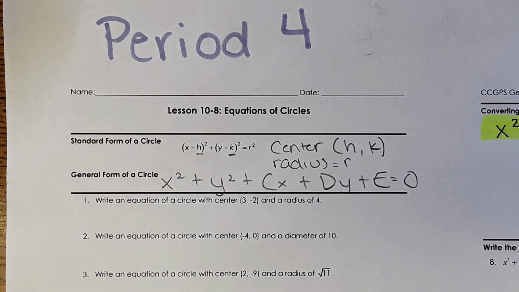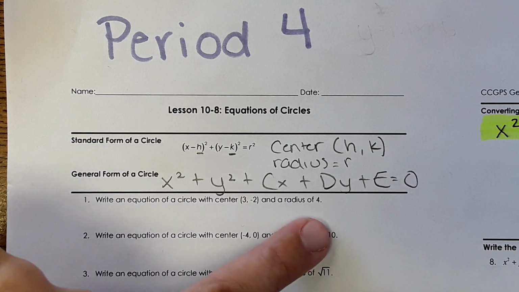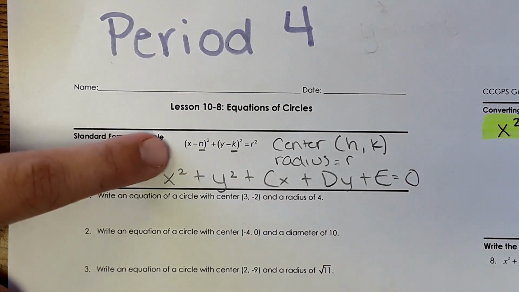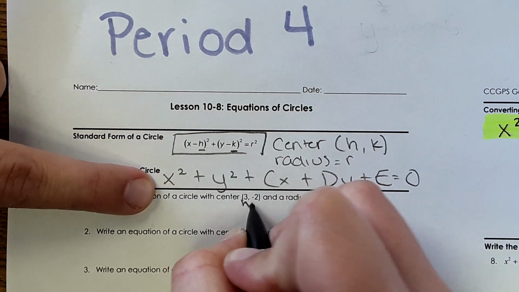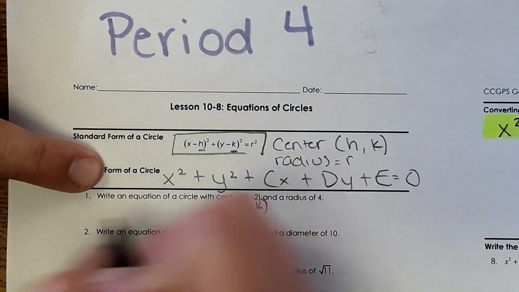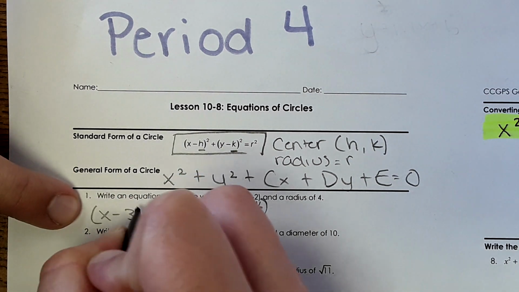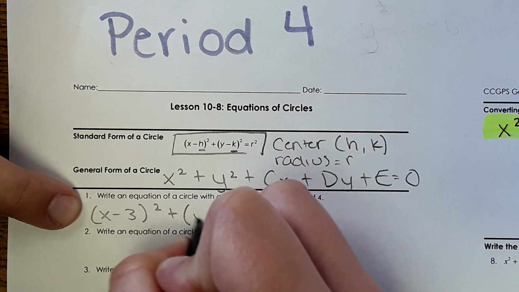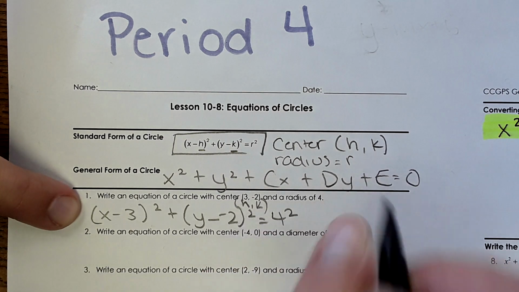Okay. So where do we go from here? Does any of this look familiar? No. Does this equation look familiar? No. Okay, so number 1, it says write an equation of a circle with center (3, -2) and a radius of 4. So all we're going to do is use this equation right here and plug in the numbers. The center, (3, -2), that's your (h, k), and then your radius will go right here for r. So plugging this in, it's (x - 3) squared plus (y - -2) squared equals 4 squared.